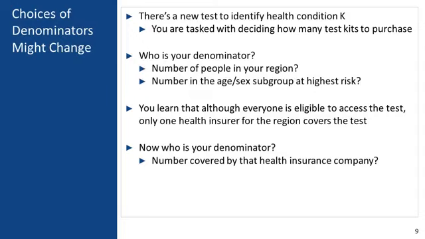So your choice of denominators might change. Let's consider this example. There is a new test to identify a particular health condition K. You are tasked with deciding how many test kits to purchase in the community in which you work. What is your denominator? Is it the number of people in your region in entirety? Or is it the number of individuals that are within the age or sex subgroup that are at highest risk for disease K? This might differ based on how expensive your new test kit is and the resources that you have available to you.